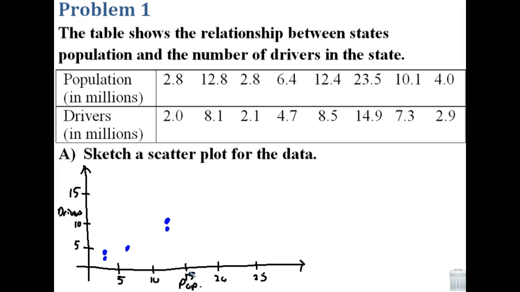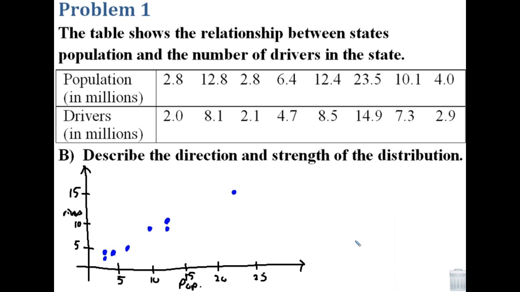These aren't lining up great, but I'm just looking for a rough sketch here, so it's good enough. 23.5 and a 14.9. Then 10.1 and a 4. I'm sorry, 10.1 and a 7.3. That looks a little bit better. And then a 4 and 2.9. We'll say it looks something like that. Again, doesn't need to be perfect. We just want a quick way to visualize this. And yes, as we expected, the more the population goes up, the more the drivers go up in that state as well.